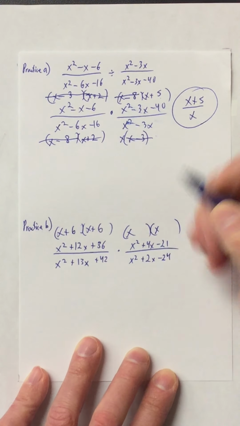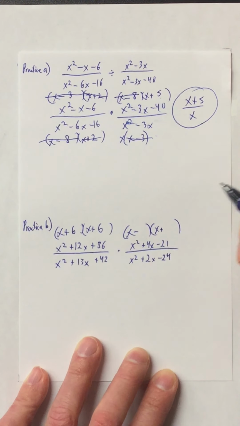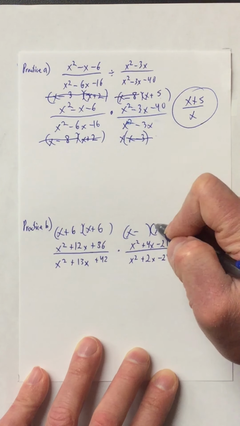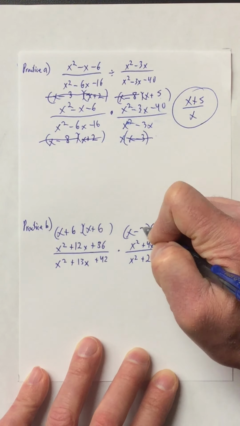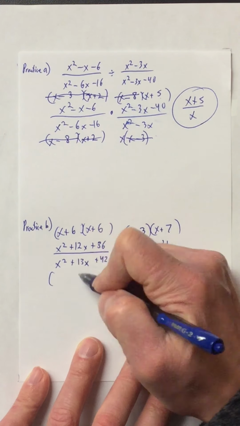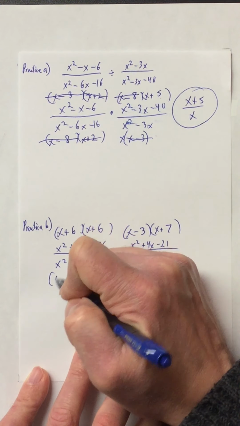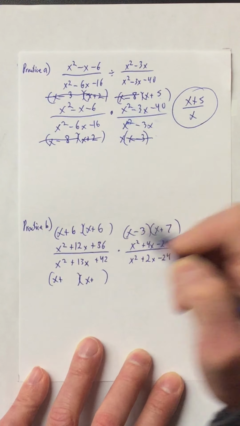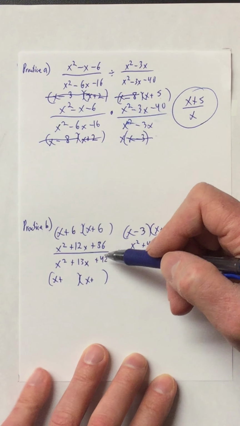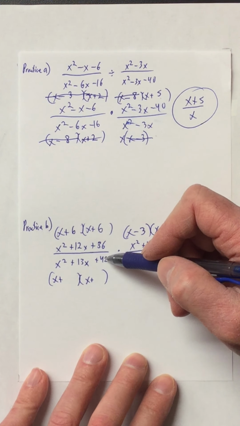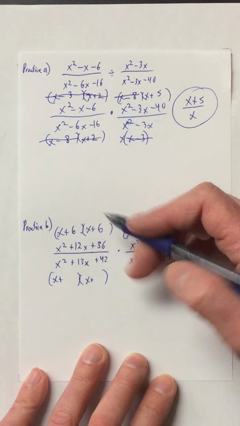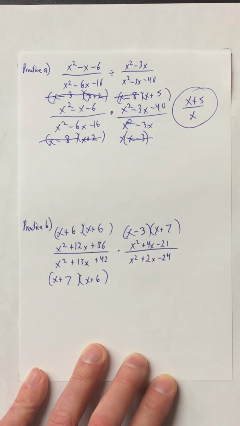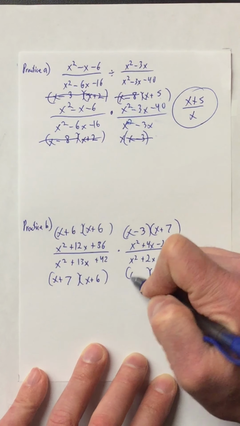And let's factor this one. A negative and a positive there. That's looking like positive 7 and negative 3. Let's factor this one. x and x, plus and plus. Adding these numbers, so it looks like 7 and 6.